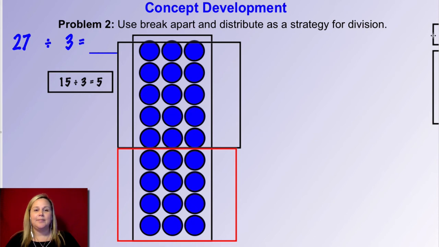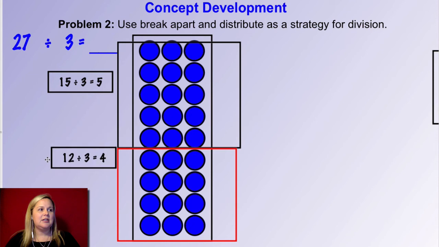Okay, friends, here's what I came up with. Ta-da! 12 divided by 3, because there's 12 total, there's 3 in each group, divided by 3 equals 4, because there are 4 equal rows. Okay, so for me, it really helped to break apart that 27 into something more manageable for me to solve. So I chose that 15 and that 12 to make it a little bit easier.